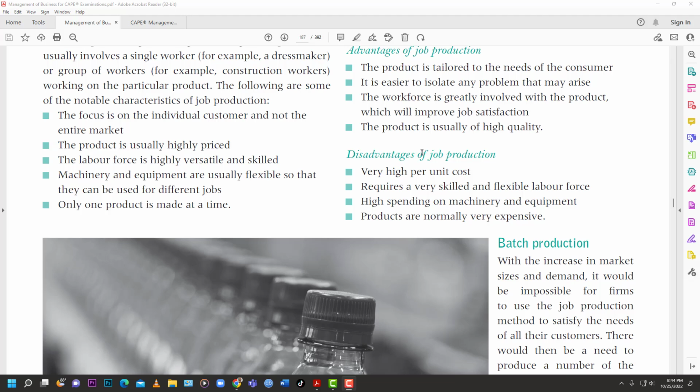Disadvantages of job production: very high per unit cost, as houses are expensive. A custom-made suit is expensive. A custom-made car is expensive. We know these things. Once it's customized, it's expensive. It requires a very skilled and flexible labor force, and high spending on machinery and equipment. Products are normally very expensive, right? So those are some disadvantages of job production.